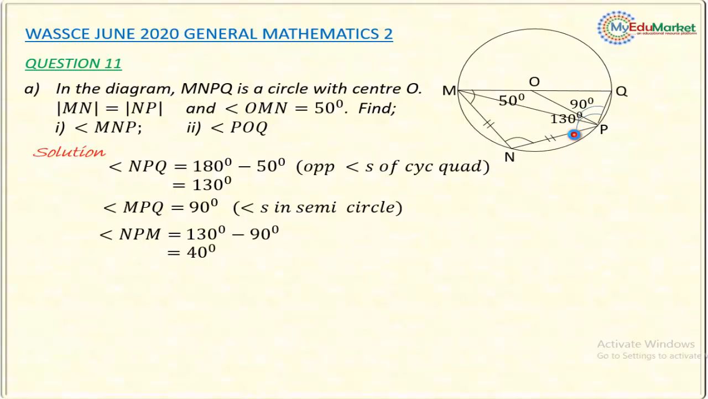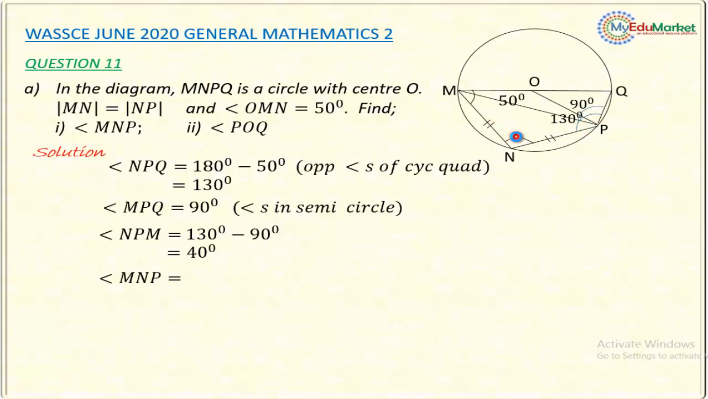NPM is 40. And remember, this is an isosceles triangle because of these two sides that are equal, and these are the base angles. So if this is 40, this also is going to be 40. So I can find this using sum of angles in a triangle. This is 40, this is 40, so I can find this.